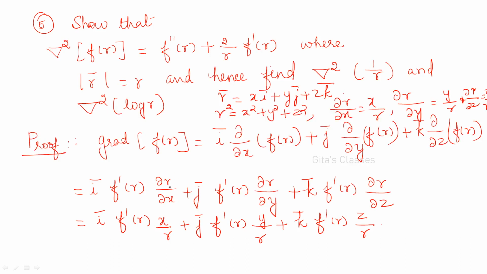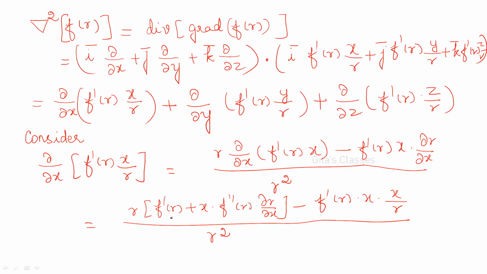Okay. So gradient of f of r is equal to i into dou by dou x of f of r plus j into dou by dou y of f of r plus k into dou by dou z of f of r. So f of r means what? We don't know what exactly the function is. In the previous problem we knew that it was r^n. So here we don't know that function f of r, so we are just writing f dash of r into dou r by dou x. Again r is a function of x, y, z. Similarly dou r by dou y and dou r by dou z. What is dou r by dou x? X by r. X by r, y by r and z by r you have to write.